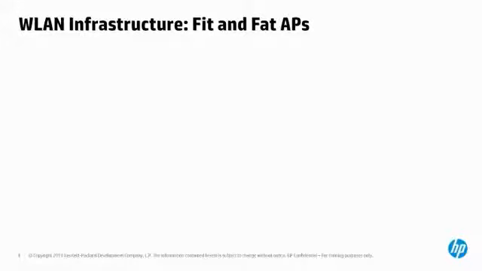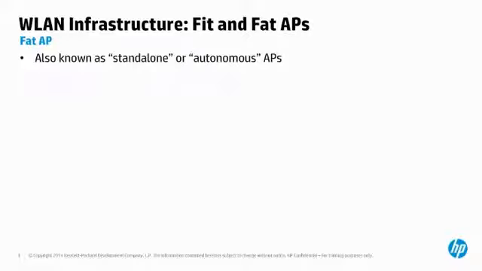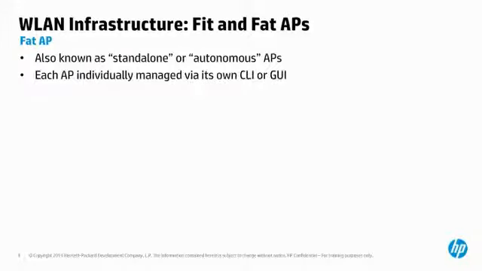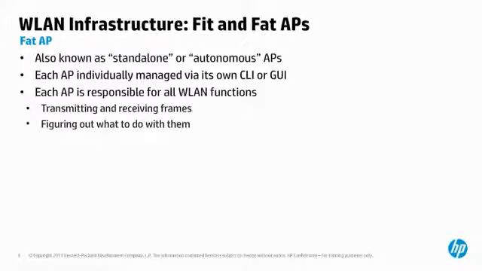There are two basic modes of operation for APs. Fat APs are also known as standalone or autonomous APs. Each AP is managed individually via its own CLI or GUI interface. This is similar to how each individual Ethernet switch has its own user interface. Each AP is an autonomous device that is completely responsible for all WLAN functions.